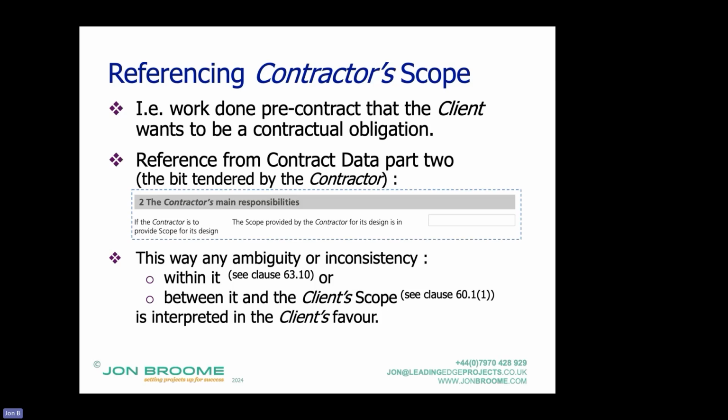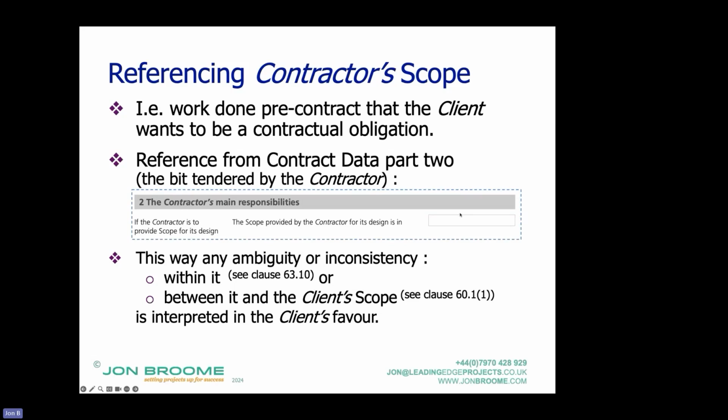And the contractor puts forwards their pre-contract design, as in the design they've done before contract. You want to absolutely make sure it's referenced in contract data part 2, the bit that's filled in by the contractor, and put in this box. You don't want, as a client, either no reference to it, because then it's not part of the contract documents at all, or referenced from contract data part 1, because if it's referenced from contract data part 1, you'll have arguments over whose scope document it is.